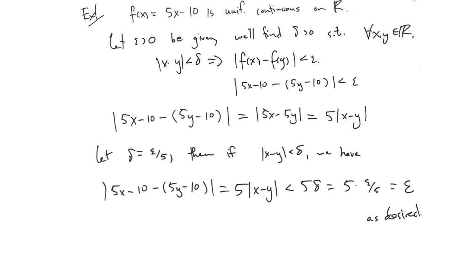And it works. This is uniformly continuous, really because this is the equation of a straight line, right? If you have something that's not a straight line, you do not expect it to be uniformly continuous on all of R, okay?